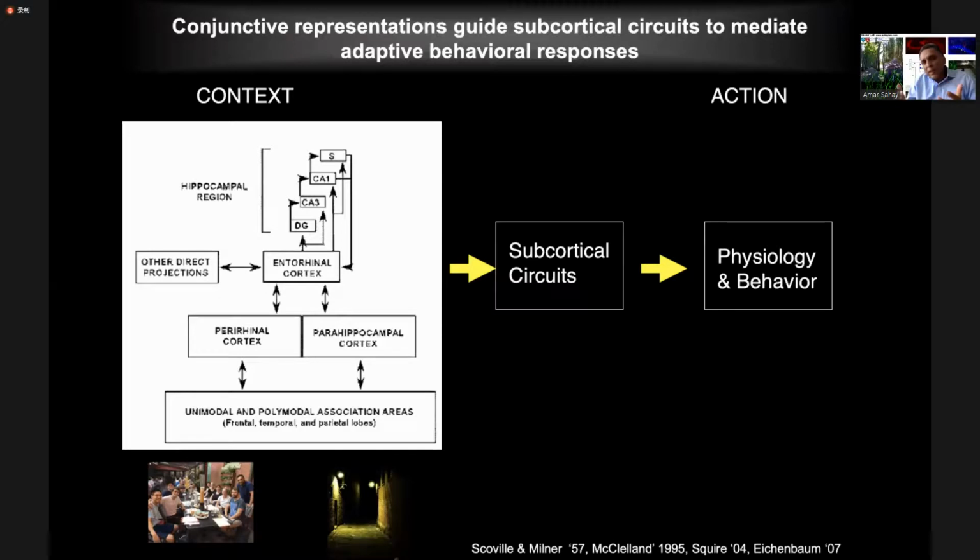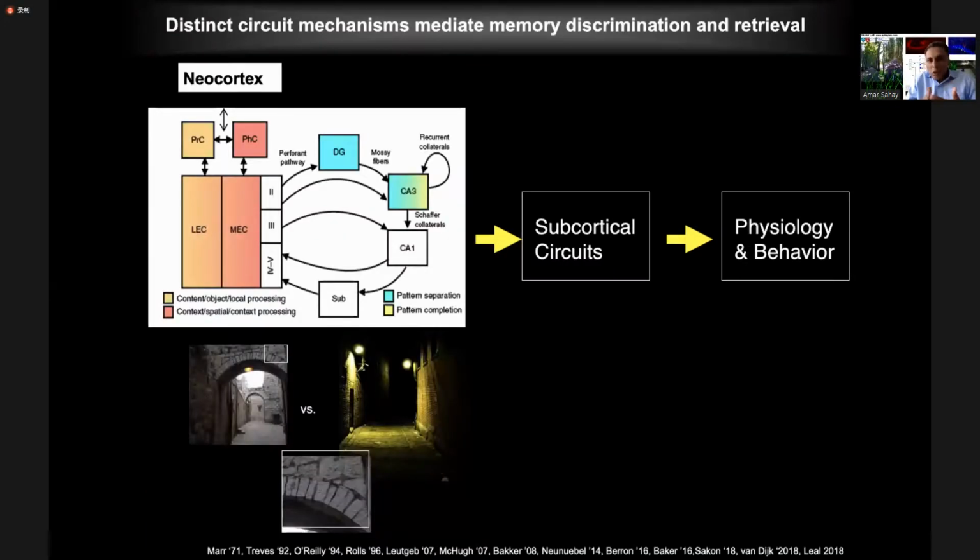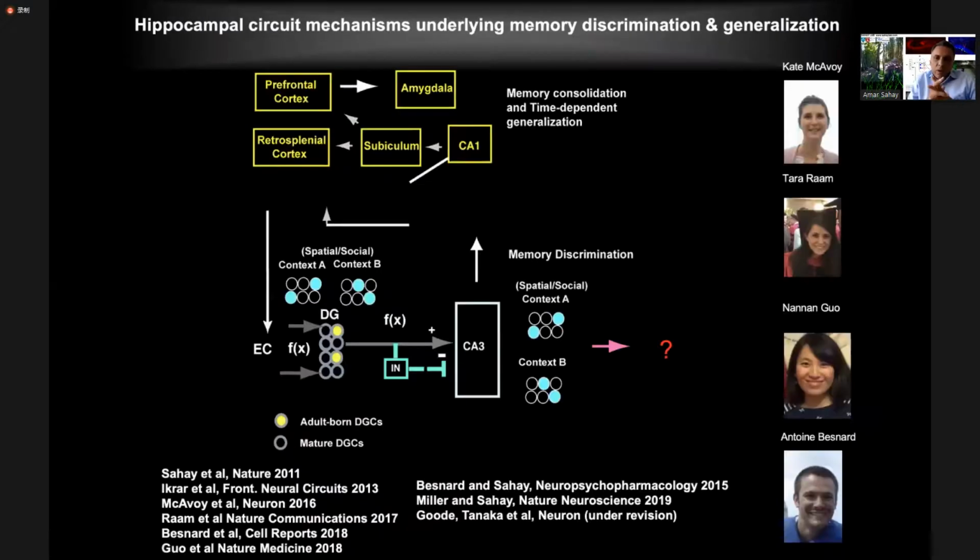Circuit mechanisms in the hippocampus, such as pattern separation, ensure that similar memories or experiences, such as these two street scenes, are encoded as distinct representations, thereby decreasing interference between those two similar memories and preventing one from overriding the other. Pattern completion is another circuit mechanism that allows us to recall or retrieve a full representation based on only a subset of features in our context. So for example, this brick in the arch, through pattern completion, allows us to retrieve the entire representation of that street. Over the last 8.5 years, my lab has contributed to our understanding of circuit mechanisms in the hippocampus that support memory discrimination and memory generalization.